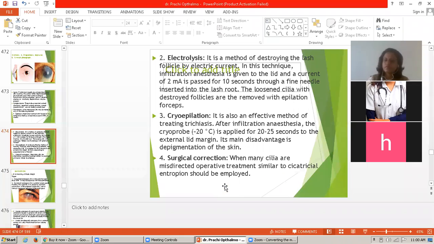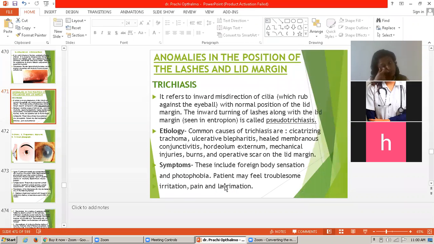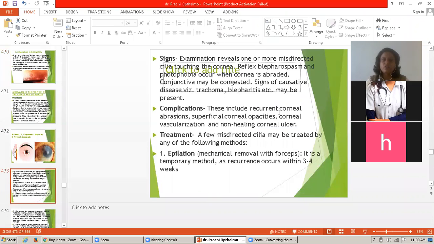So, we have studied trichiasis, one of the anomalies in the position of the eyelashes and the lid margin, which refers to the inward misdirection of the cilia. There is also pseudotrichiasis. We covered etiology and symptoms, with the diagrammatic representation and clinical photograph, along with signs, complications and treatment.